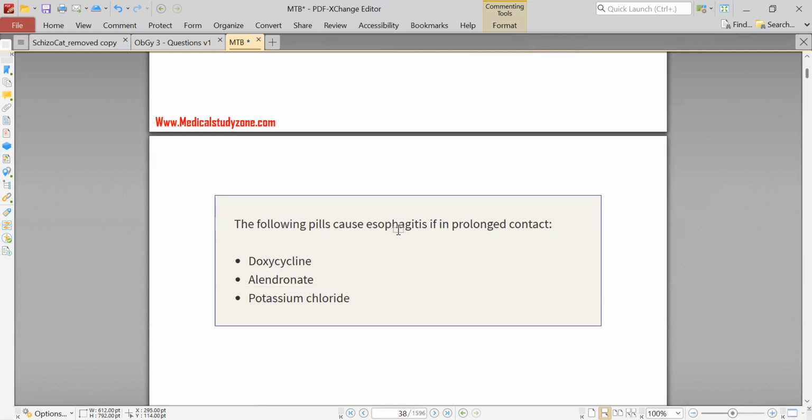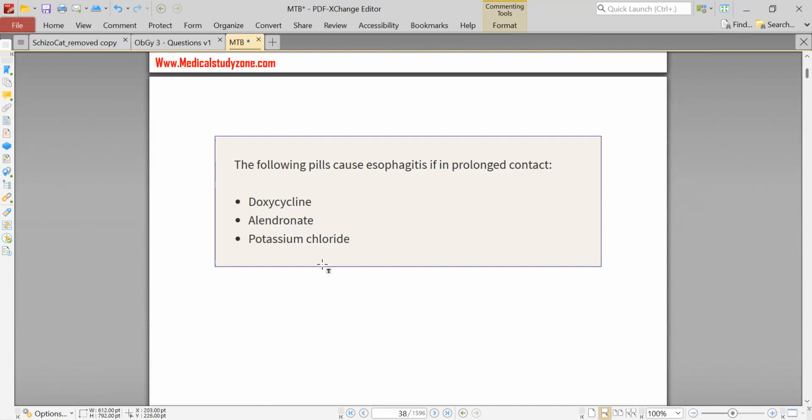The following pills can cause esophagitis: doxycycline, like tetracyclines, bisphosphonates like alendronate, risedronate, and potassium chloride, KCl. So in Canada, where do we use potassium chloride? We use these potassium chloride tablets for emergency use whenever there's a nuclear reactor nearby. It is reserved for that. And that can also cause esophagitis.